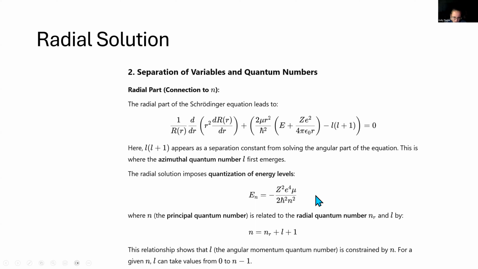A little bit different than the one we saw before, but hopefully you can recognize this as being pretty close. The principal quantum number n is related to the radial quantum number n sub r and L by n equals n r plus L plus 1. The relationship shows that L, the angular momentum quantum number, is constrained by n, which is what we had said before for a more empirical reason. We said, once you know what n is, L is going to be related to it. Well, this is mathematically why that arises. For a given n, L can take on values from 0 up to n minus 1, just as we had said based on empirical observation earlier.